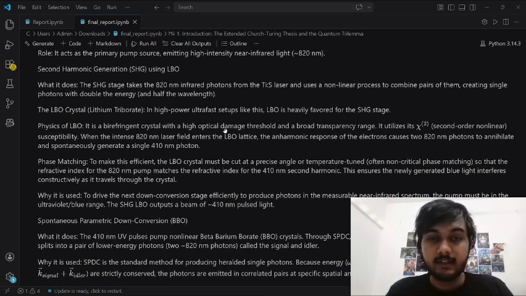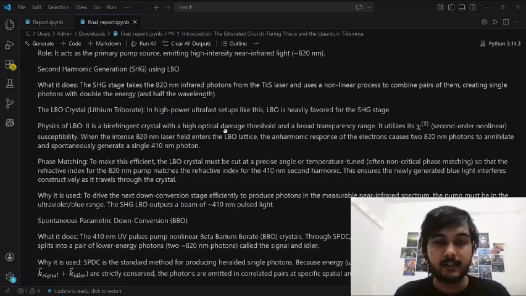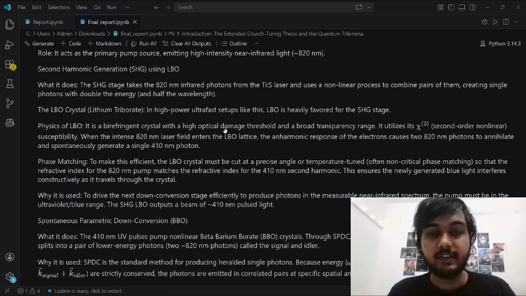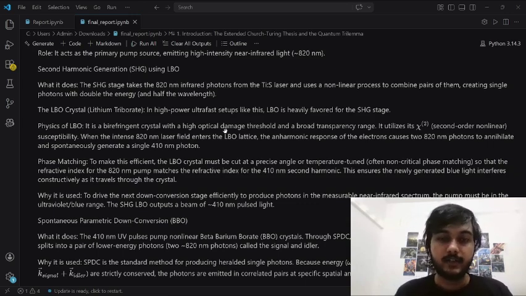How this is done was already discussed in our classes, but we're simply going through it. The LBO crystal is tuned at some temperature, and we should find a precise angle so that the phase matching condition is fulfilled. At that phase matching condition, we will get an output of 410 nanometers.